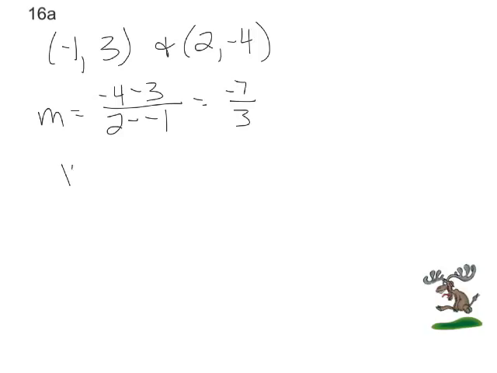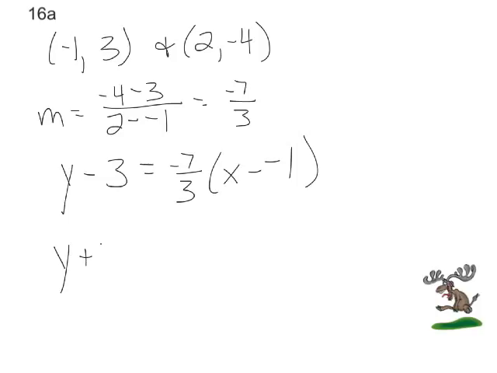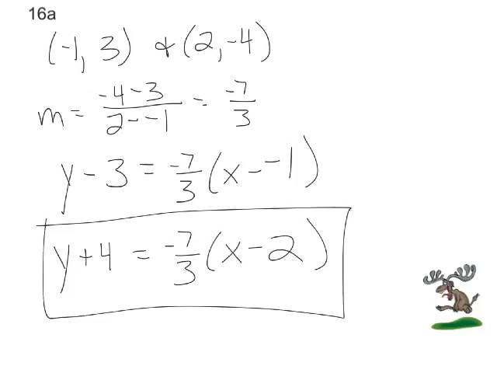So the equation of the line would be y minus y1 equals negative 7/3 times x minus x1. And that minus minus could become a plus if we wanted to. You could also use the second point as well. Y minus negative 4 equals negative 7/3 times x minus 2. Either one of these works, and that's the point-slope form.